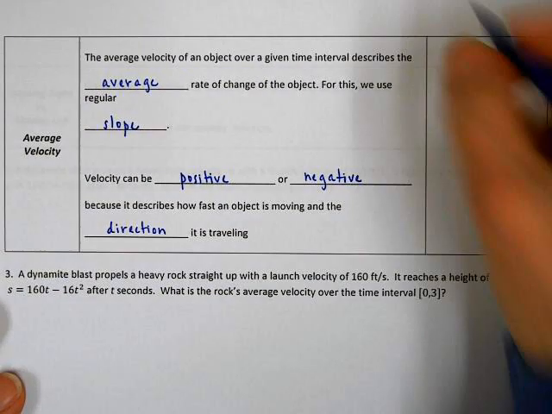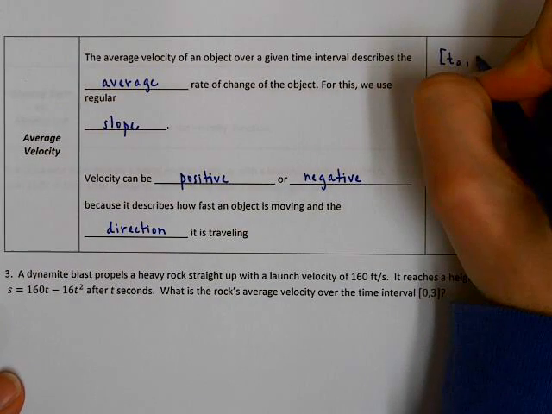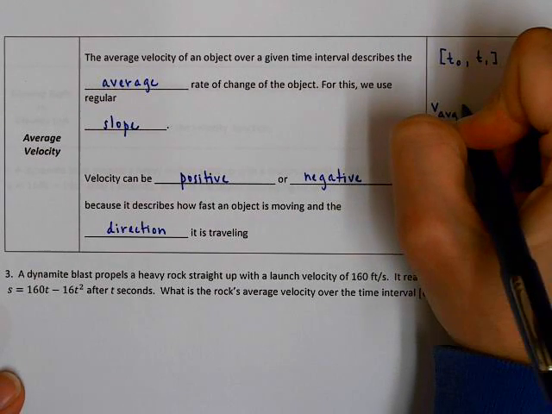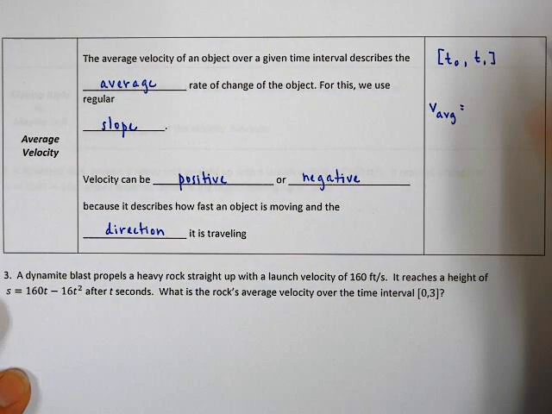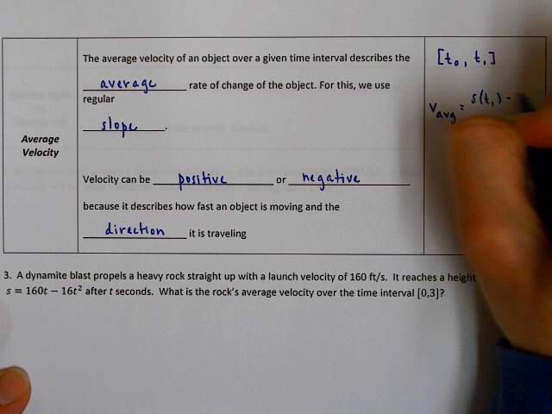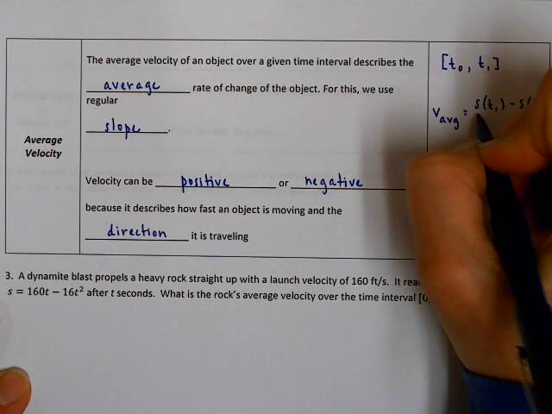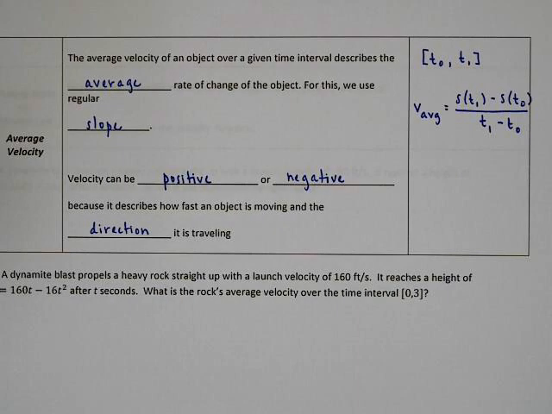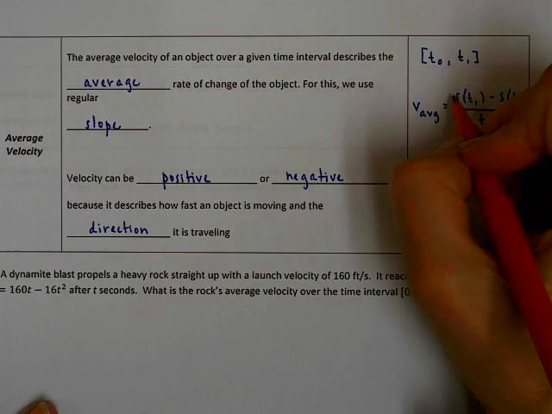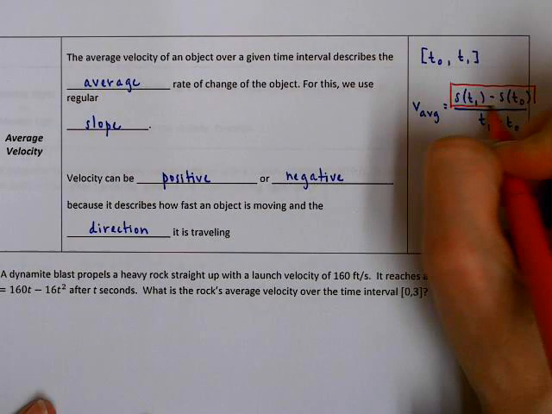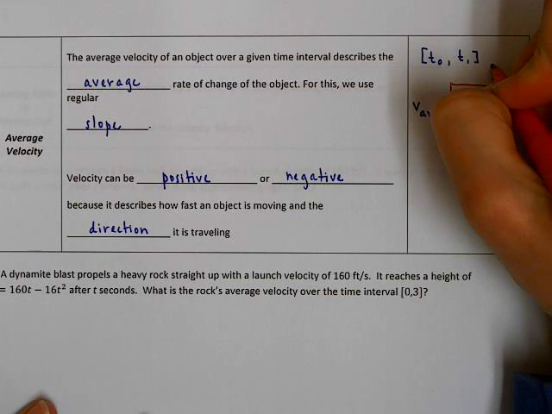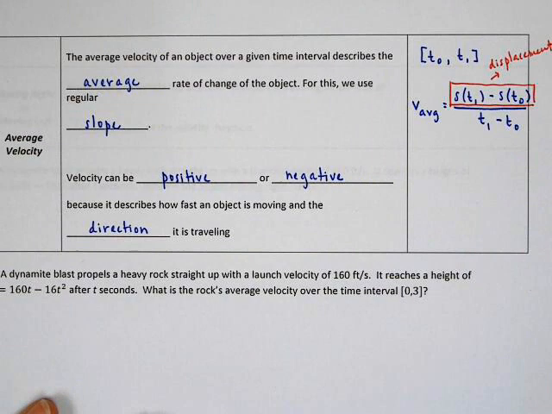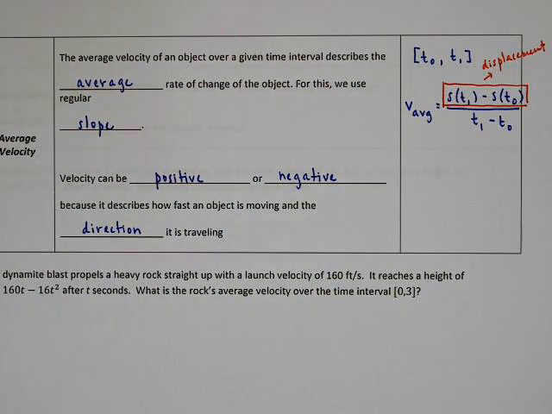So again, just to review, let's say I'm looking again over that time interval from t sub 0 to t sub 1. My average velocity is just going to be s of t sub 1 minus s of t sub 0 all over t sub 1 minus t sub 0. Now you'll notice, just to review, what we have in our numerator is just what we previously defined as the displacement. So the average velocity is the displacement over the change in time.